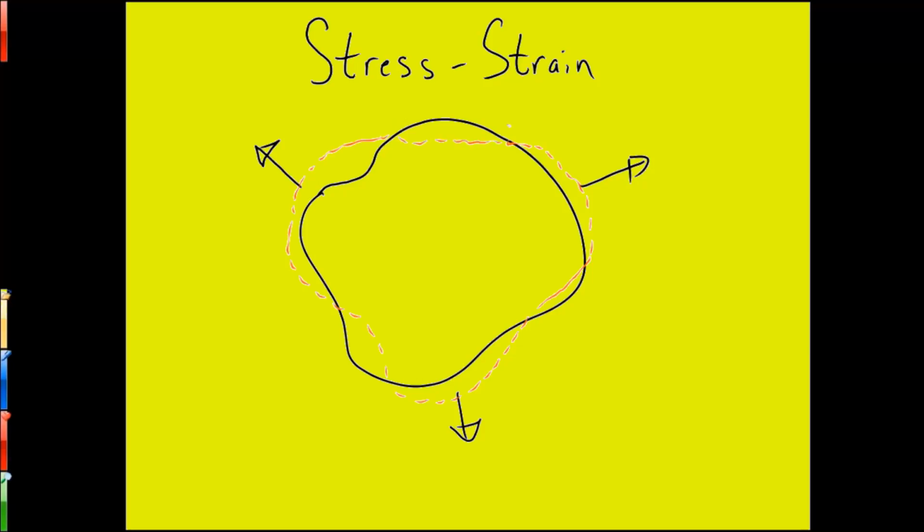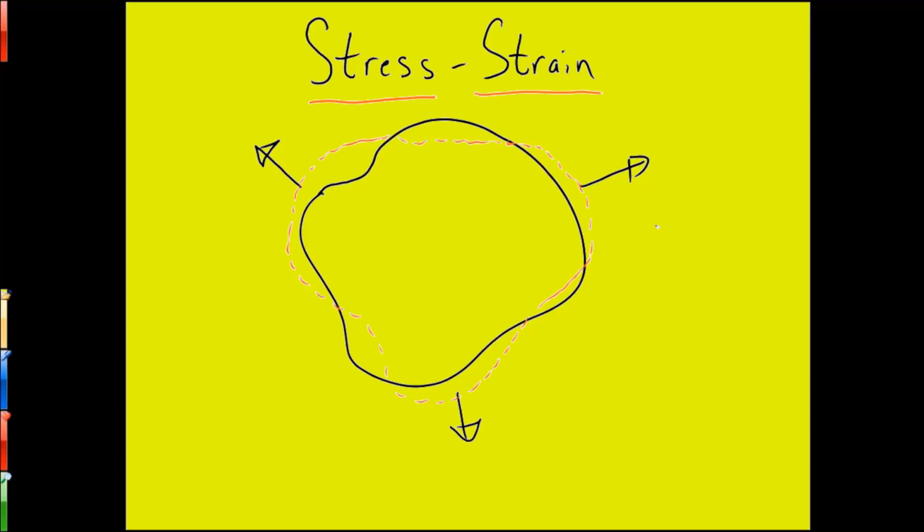Now, the forces that we apply create internal forces inside the object and basically set up what is known as a stress field. So the forces that are applied to the object create stress. The way that the object responds to those stresses, the way that it deforms and changes shape, is the way that it strains. So stress is the application of forces to an object, and strain is the deformation of that object.